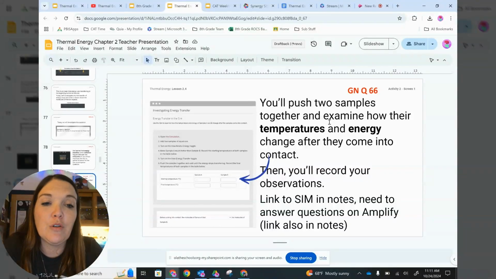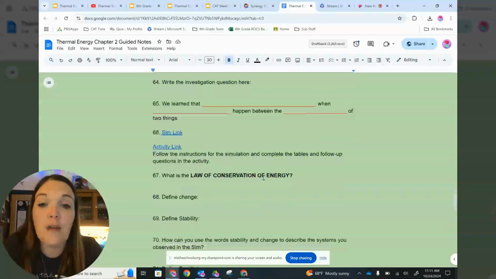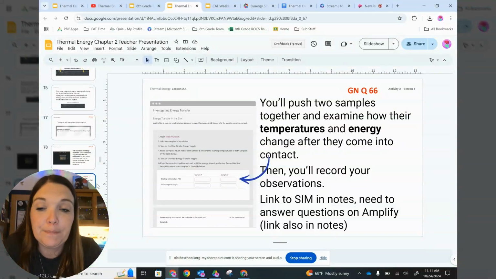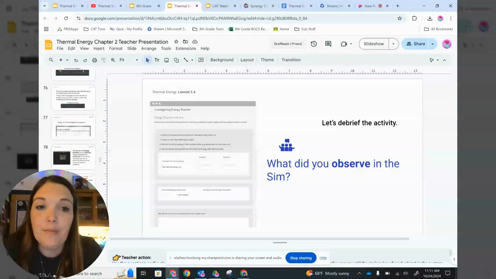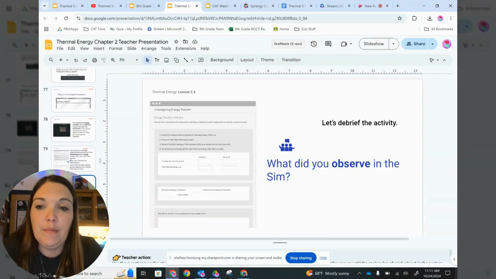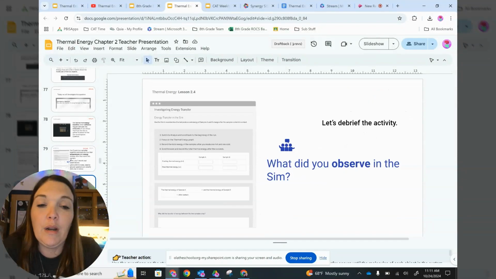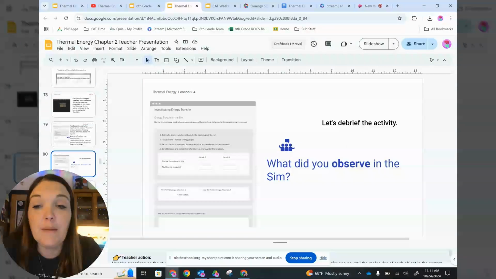The link to the sim is in your notes, and you need to answer the questions on Amplify. Your link is also in your notes for that. So here's the sim link and the activity link. You're going to follow the instructions for the sim and complete the tables and follow up questions in the activity in Amplify. We don't do that very often, but we're doing it today. Then, what did you observe in the sim? You should have paused the video and gone through the sim. So then we're going to talk about what you observed in the sim.